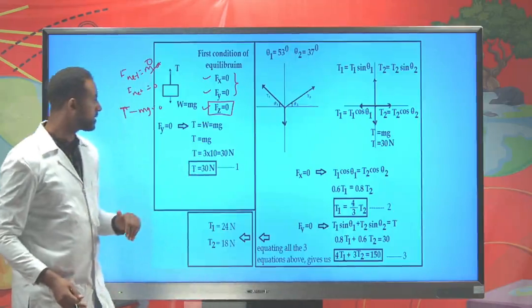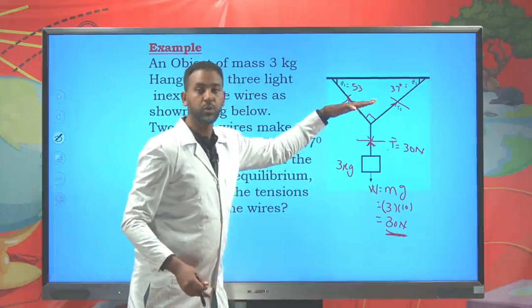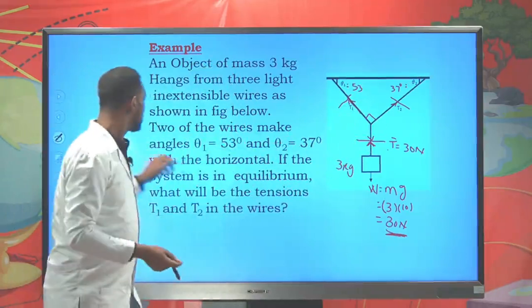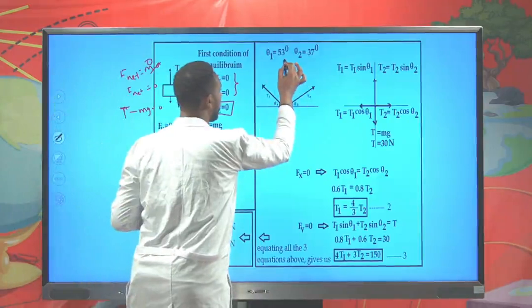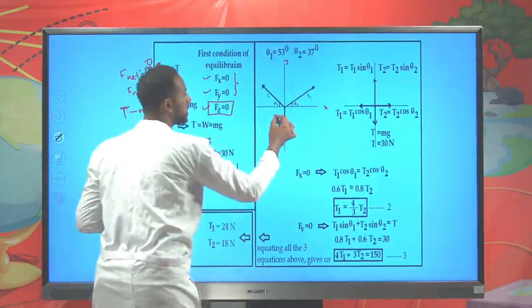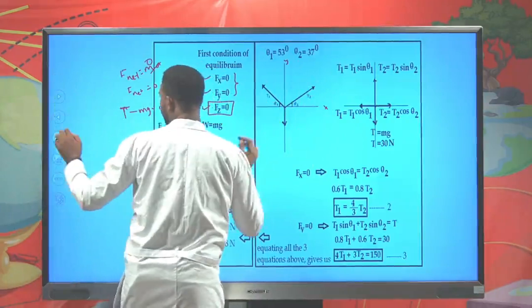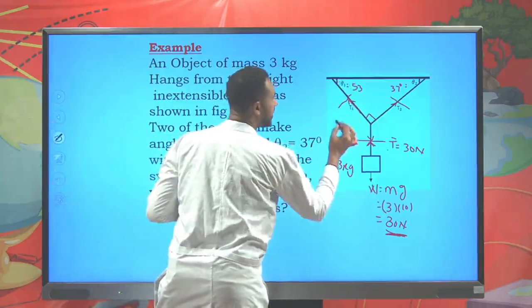So the tension is 30 Newton. The other thing you have to do at the junction is put all the forces on an x and y Cartesian coordinate system. So when you put it on the xy system like this, you have a y-axis and an x-axis. The forces acting here are T2 and T1. The angle here is 53 degrees.